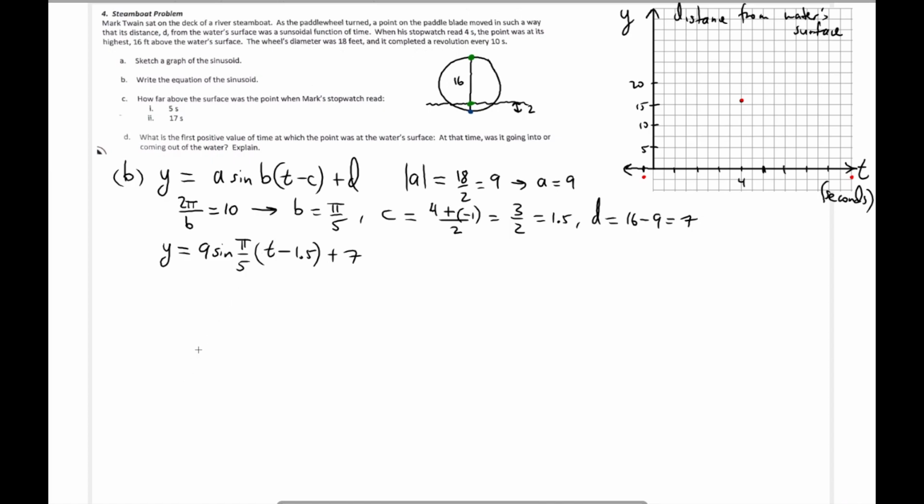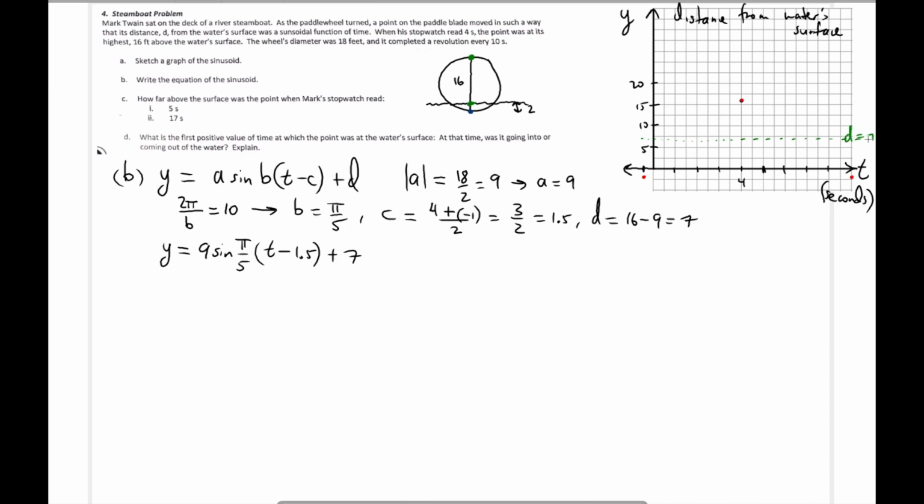Okay, so now that we found it, we can go ahead and answer the other questions. Also, let's plot the midline. So the midline is at 7, so that will be 7.5. So I would say right below it somewhere. It's not going to be exact, but you get the picture.